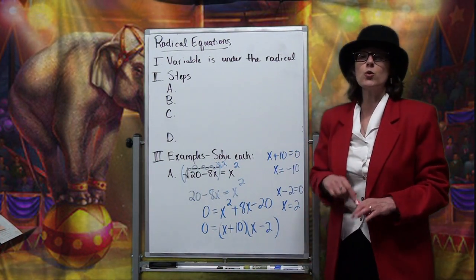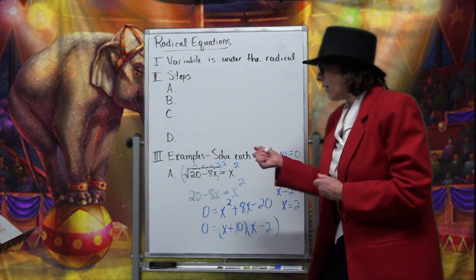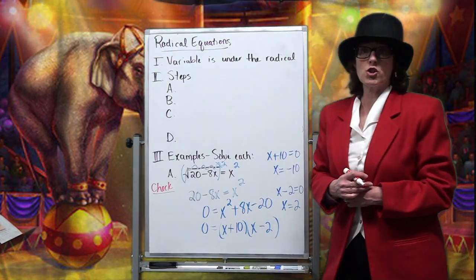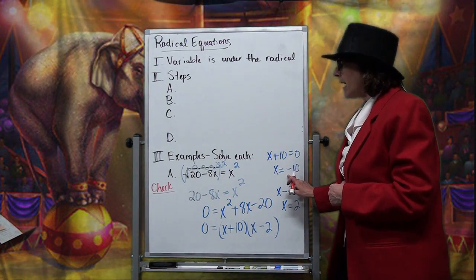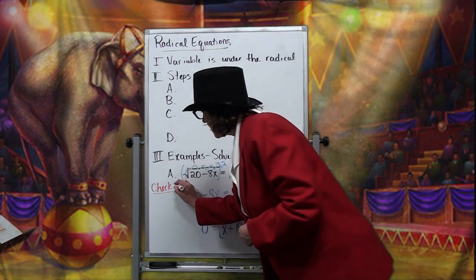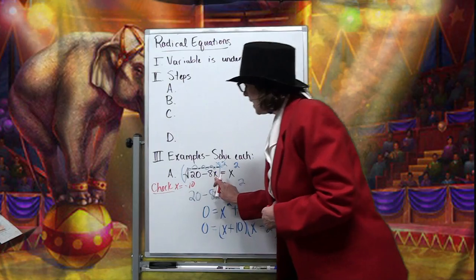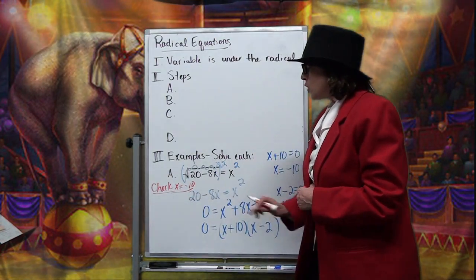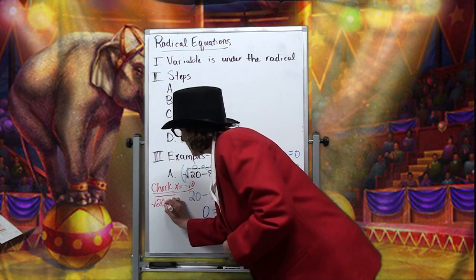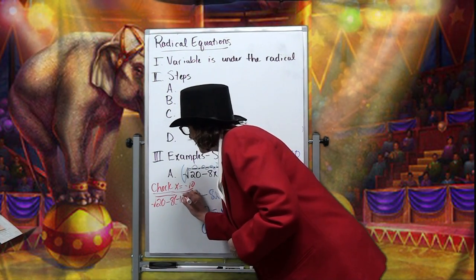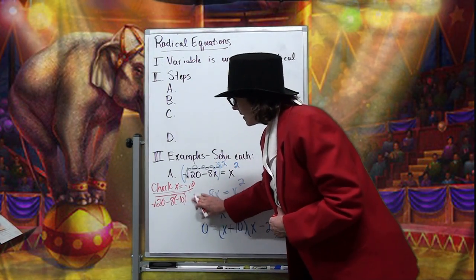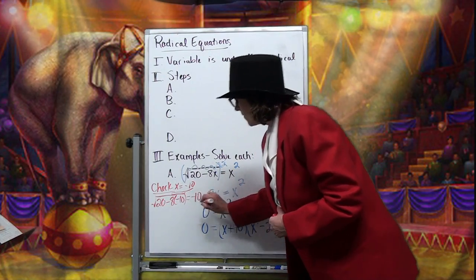However, because of the radical, strange things could possibly happen. So I do need to check to make sure that these actually do work to see if there's any extraneous solutions. So I'm going to check my x equals negative 10, and I'm going to put that negative 10 here and here. So when I put the negative 10 in here, I will have square root of 20 minus 8 times negative 10. And I had better get a negative 10 when I get that result.